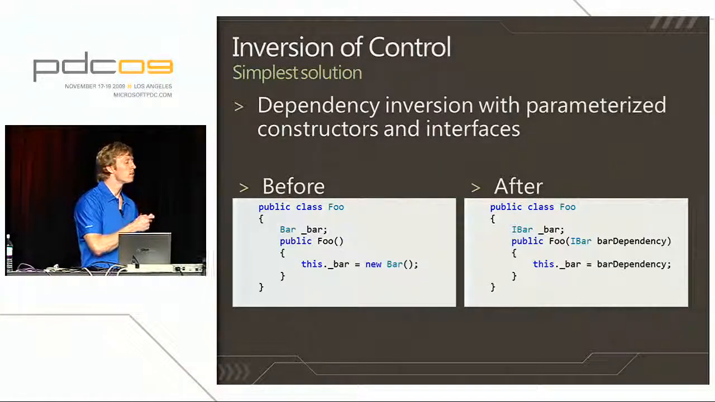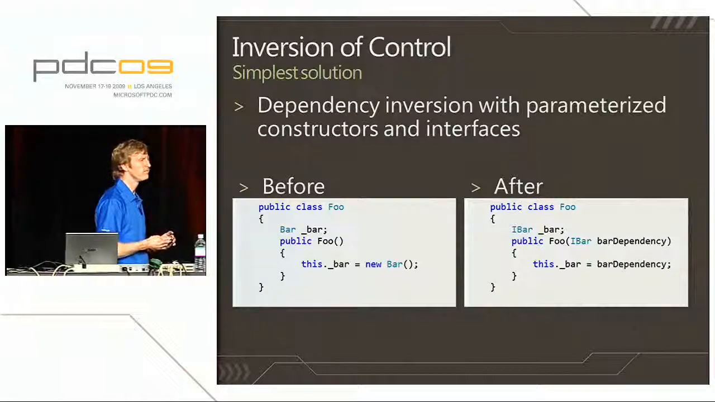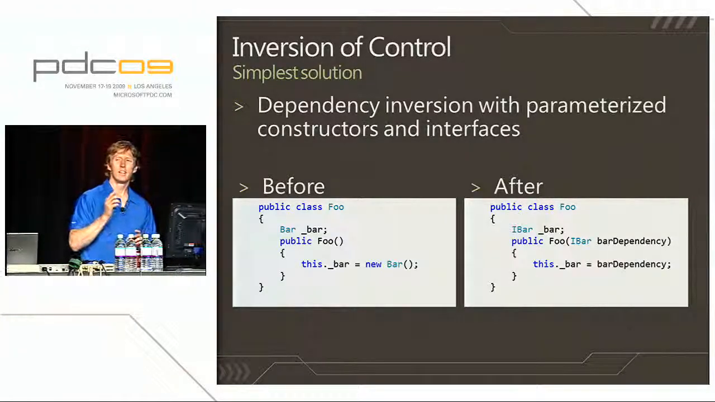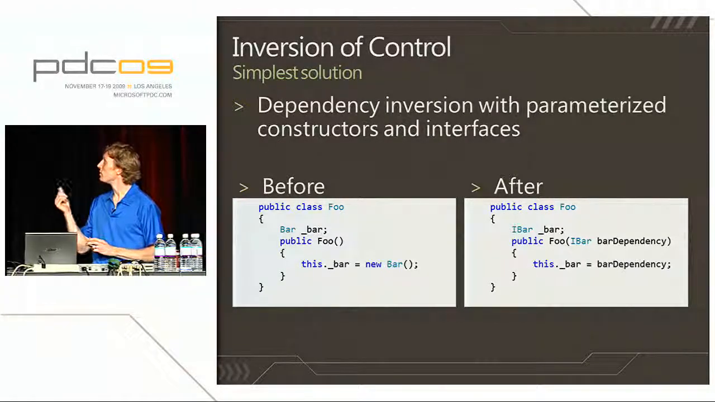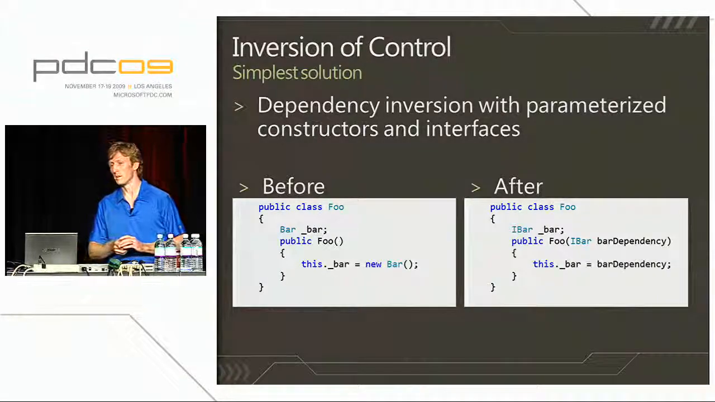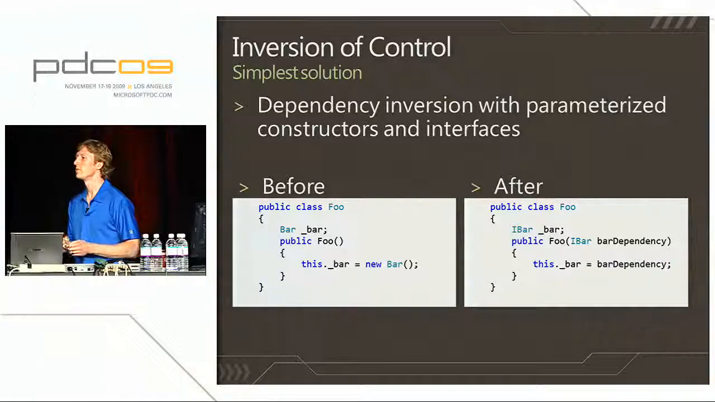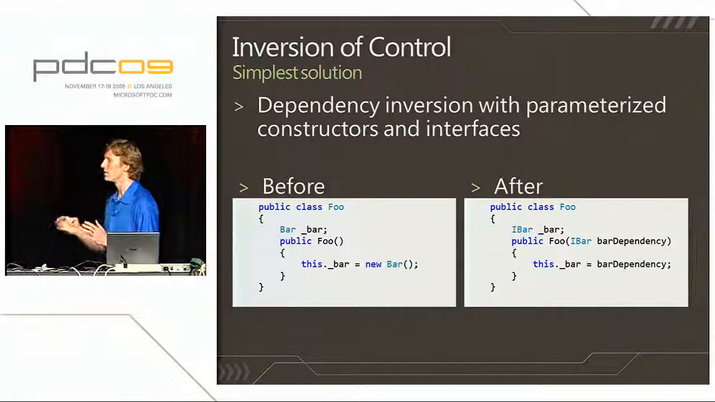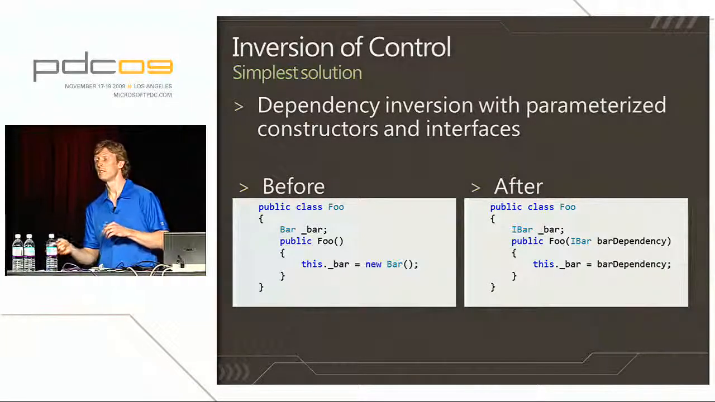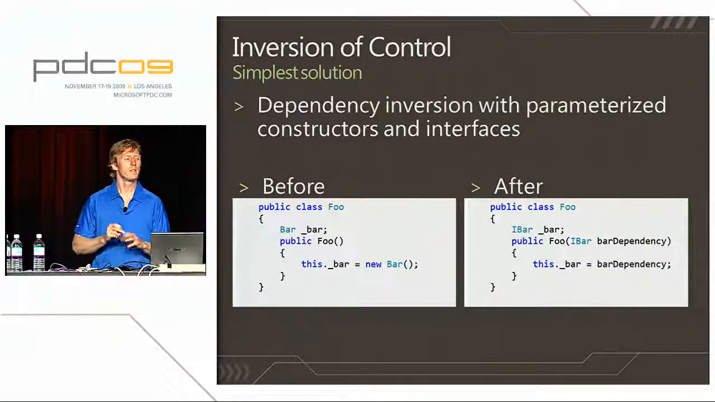So one thing that's really interesting here, or actually it's just necessary, is you notice that I'm changing from using an actual Bar implementation to actually the IBar interface. And this is really important so that you also decouple from the implementation. You're still coupled to the IBar interface, but that's fine.